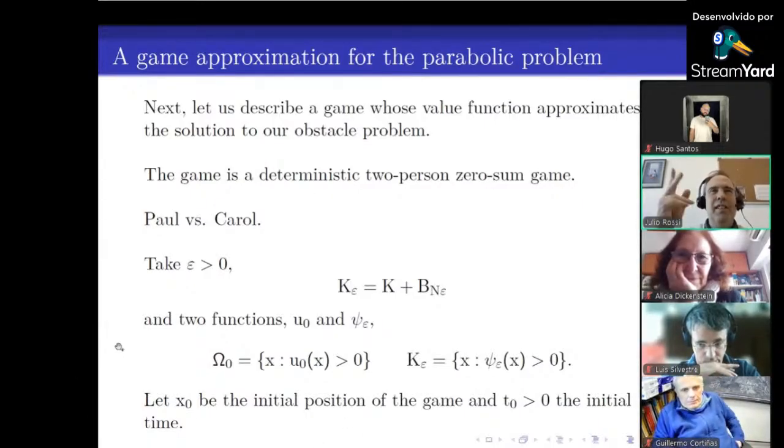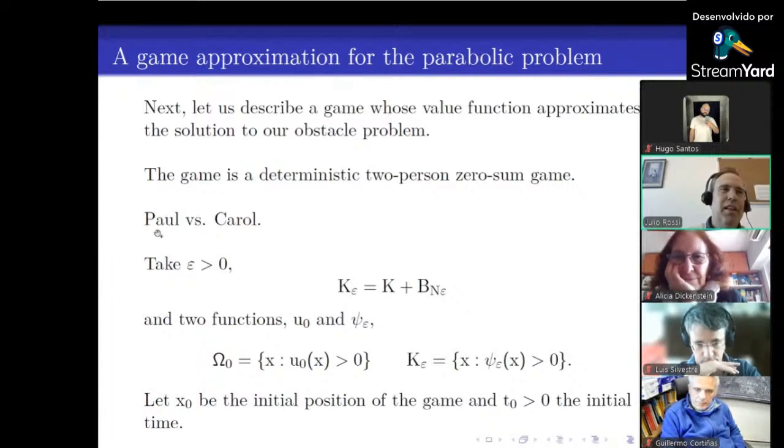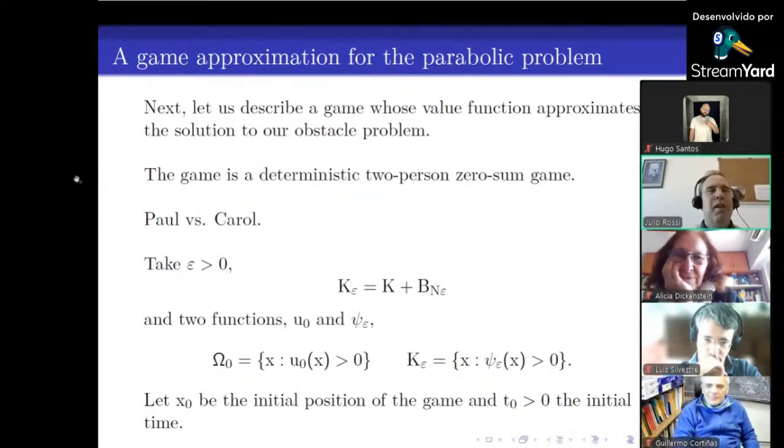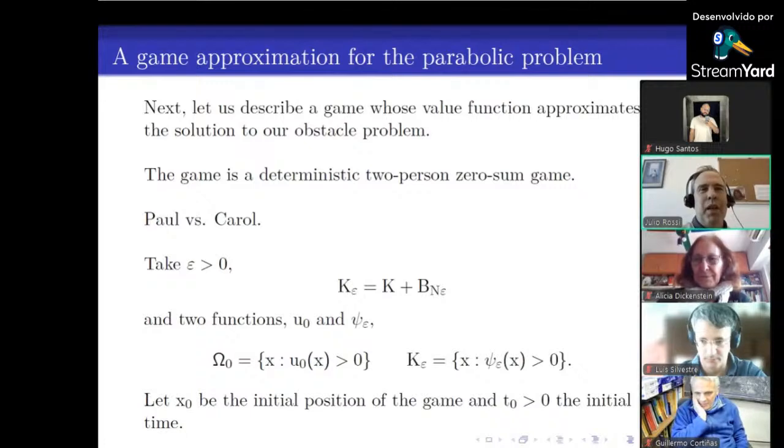So this game is a two-person zero-sum game. So two people try to play one against the other. We name the two players Paul and Carol, just because those names were used before in the literature. One way of naming this that I like more, but Paul and Carol is okay, is to call Paul Max and Carol Mini, because Paul wants to maximize something and Carol wants to minimize something. But let us stick with Paul and Carol.